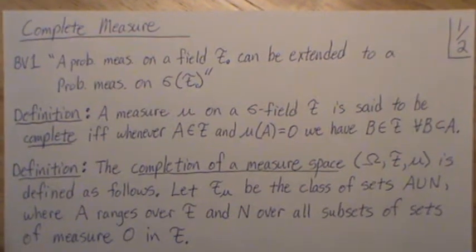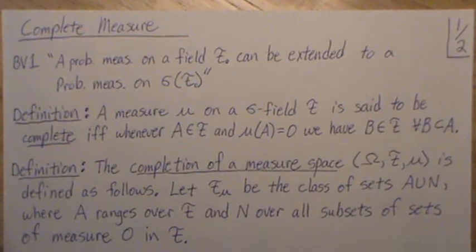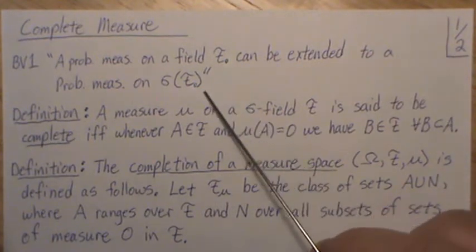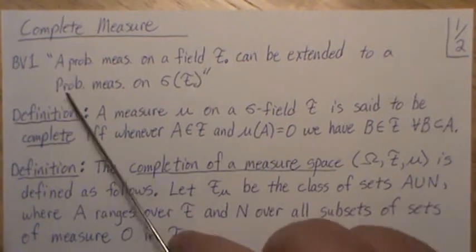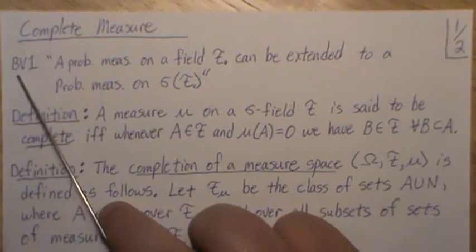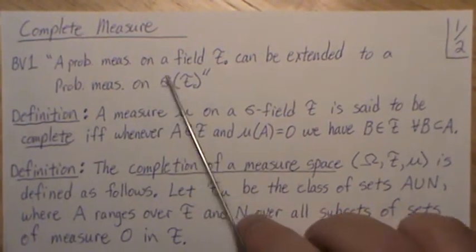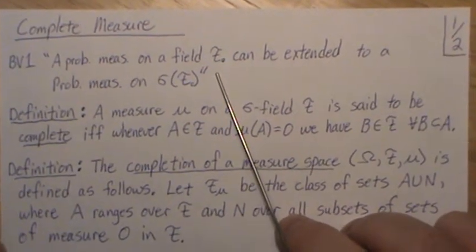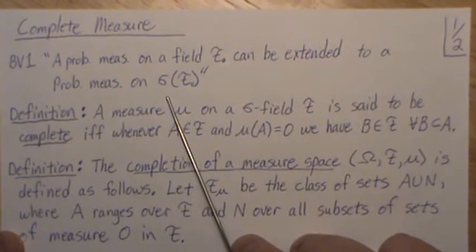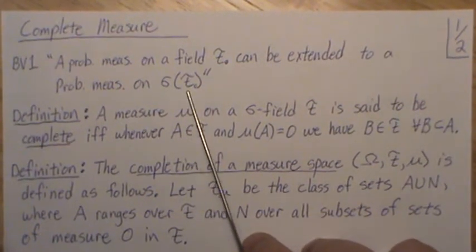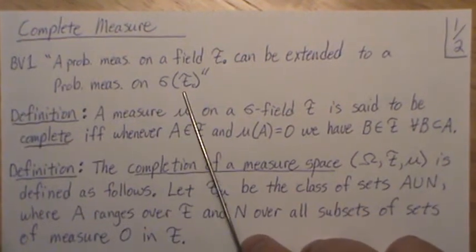Hello, this is the next video in a playlist that I'm calling probability measure, and in this video we're going to look at a complete measure. Later in this video we're going to refer to an earlier video in the playlist, which I'm going to call BV1, background video 1. It shows that a probability measure on a field can be extended to a probability measure on a sigma field, specifically the minimum sigma field generated by that field.